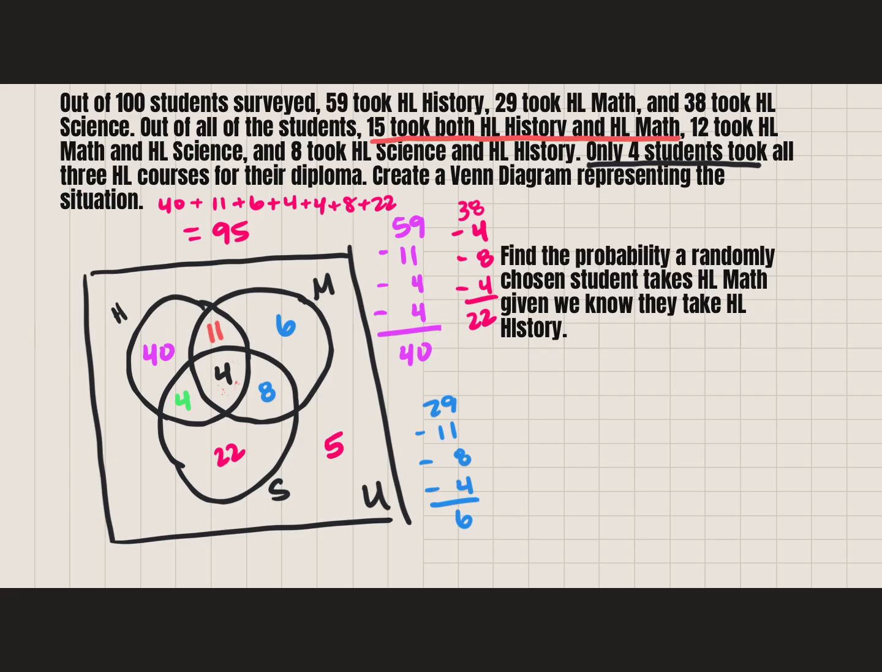5 students left. At the end of putting together your Venn diagram, you should check there should be a total of 100 students in the entire diagram because there were 100 students surveyed. Okay? And there is my whole Venn diagram.